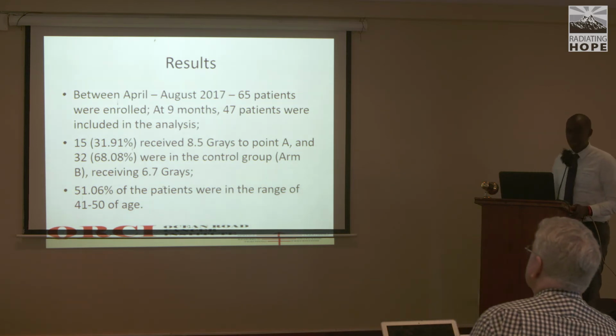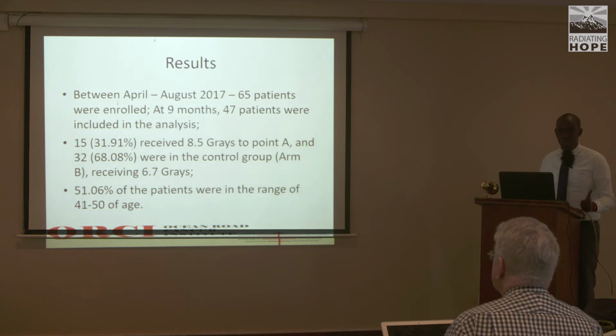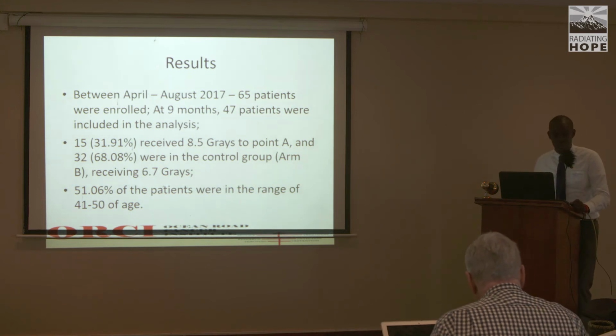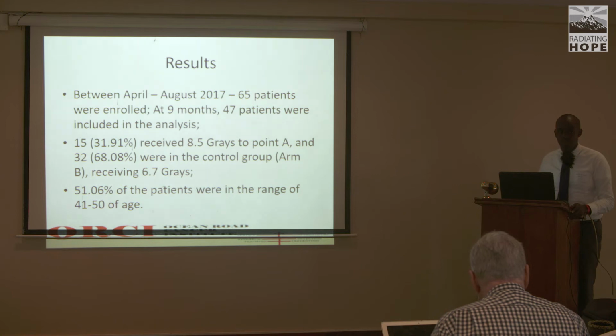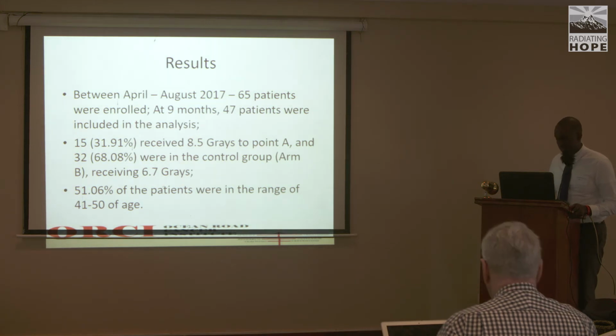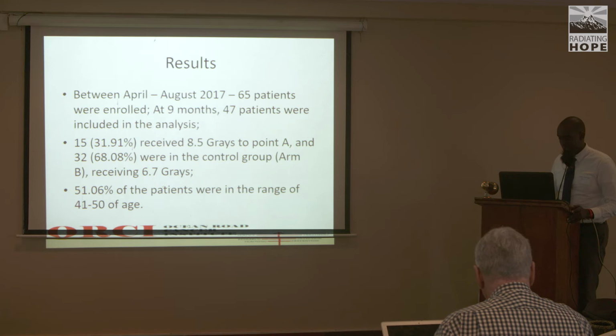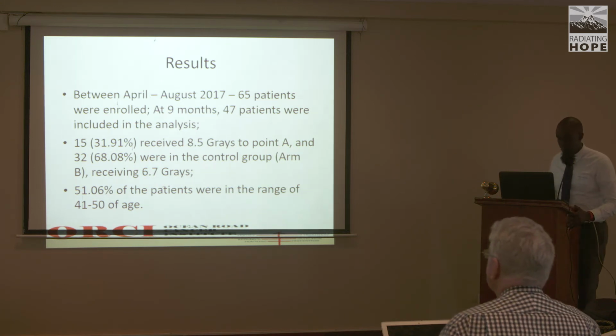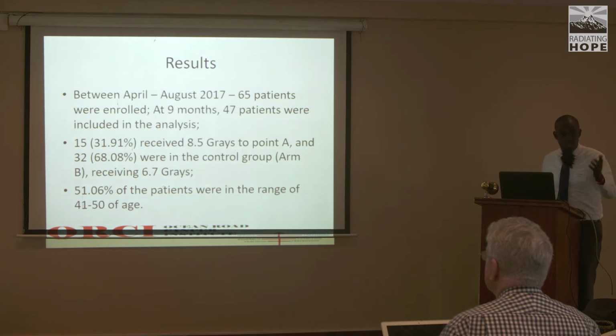Now, at 9 months, every patient was there with no loss of follow-up; we had about 47 patients, as we were keen not to go into the intent-to-treat analysis. So we had about 47 patients overall, which is about a 70% response rate. Now 15 received 8.5 and 32 received 6.7, about double. And we had many more patients within the 41 to 50 age bracket, which is pretty much what the Ugandan situation is.